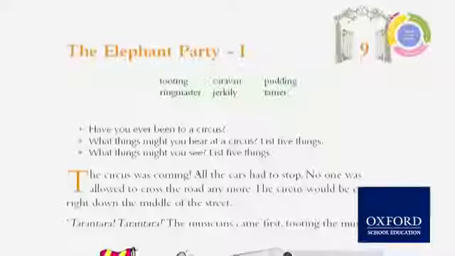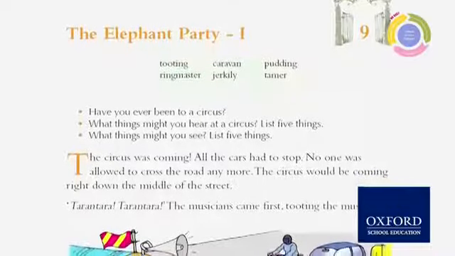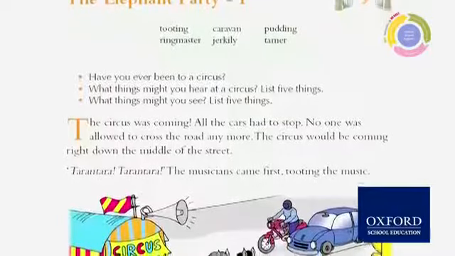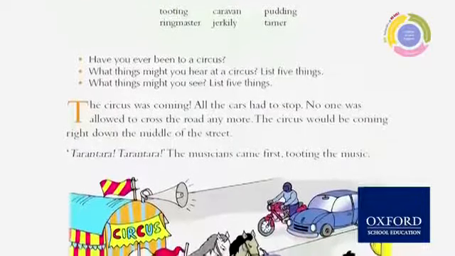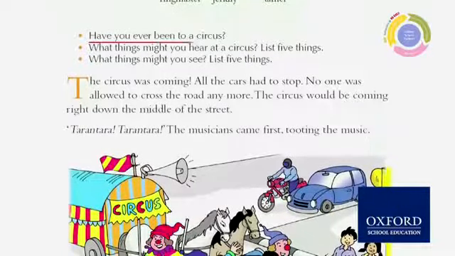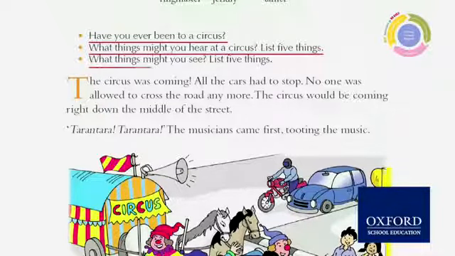In Oxford Gateway Reader 3, Lesson 9, the story is about a circus coming to town with a very special elephant. In order to prepare the children for reading the story, the pre-reading activity is: have you ever been to a circus? What things might you hear at a circus? List 5 things. What things might you see? List 5 things. Here we are trying to elicit in advance some of the key words that the children will meet in the text itself.